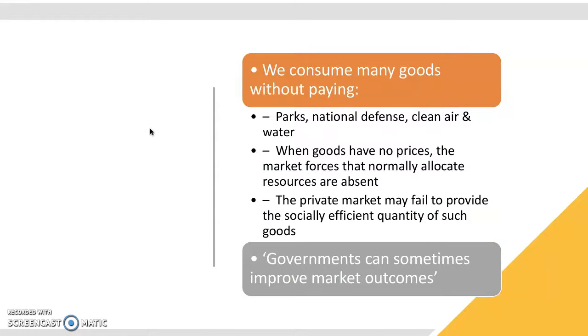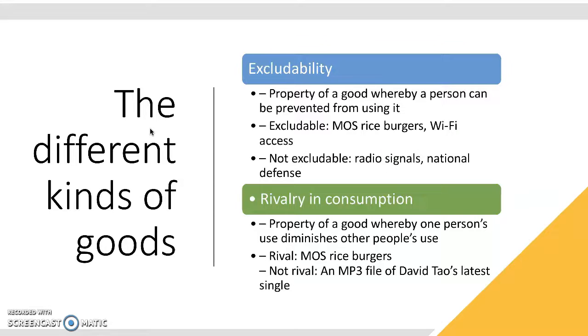So to jump right in, please know that we do, as society, consume many goods without paying. Some of these are parks, national defense, clean air, and water. When goods have no prices, the market forces that naturally and normally allocate these resources are absent. The private market may fail to provide the socially efficient quantity of such goods, and sometimes the government can use this to improve market outcomes.